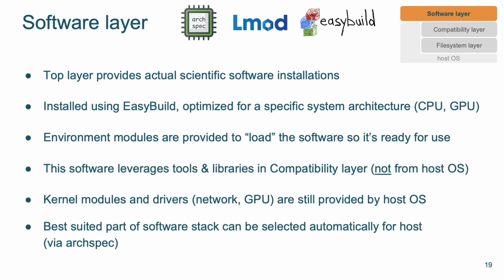The top layer of the EESSI project is the software layer, which provides the actual scientific software installations. These are installed using EasyBuild and are optimized for a specific system architecture, a specific CPU, maybe also a GPU. For these installations, environment modules are provided so you can easily load the software and make it ready for use. The software in this layer leverages some of the tools and libraries in the compatibility layer, so it does not use anything from the host OS.